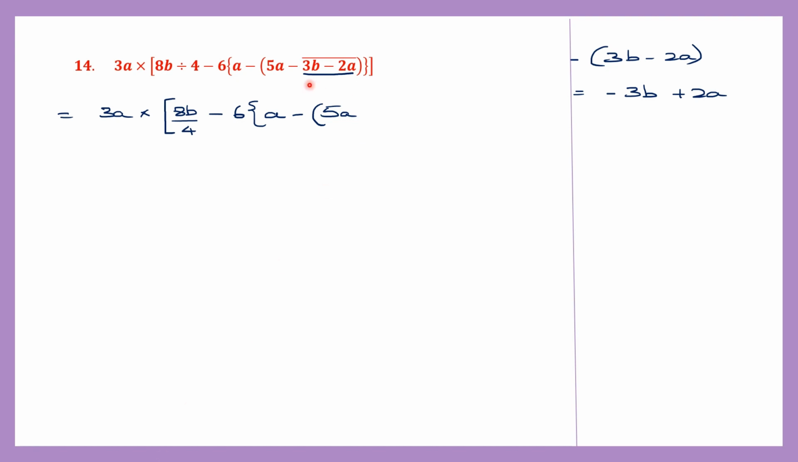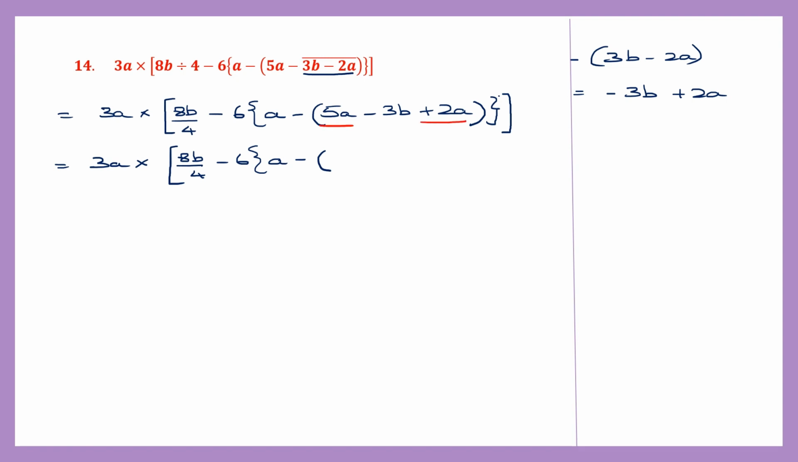So we have removed our bar bracket. So what we have here, we're going to write it down here. So this becomes minus 3b plus 2a. And we have closed all brackets. Now we need to work out what is inside the parenthesis. So let's do that. So this will be 3a into 8b divided by 4 minus 6 into a minus. Now let's work out what is inside. So here we have 5a and 2a. So that makes it 7a. 7a and minus 3b. Okay. Now we need to close all brackets.